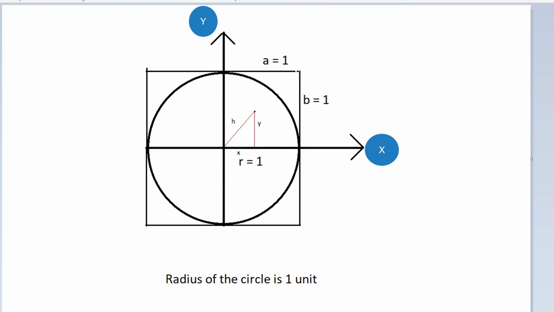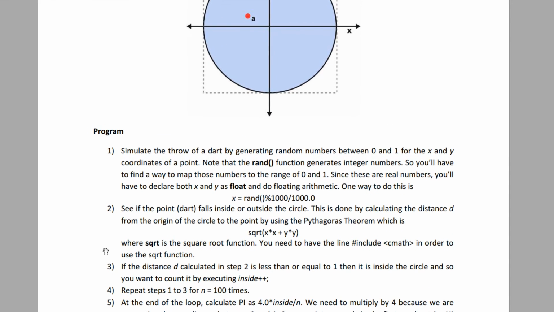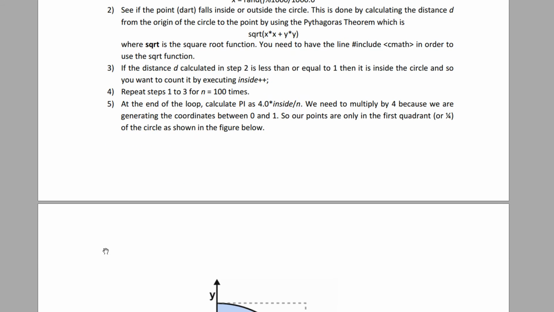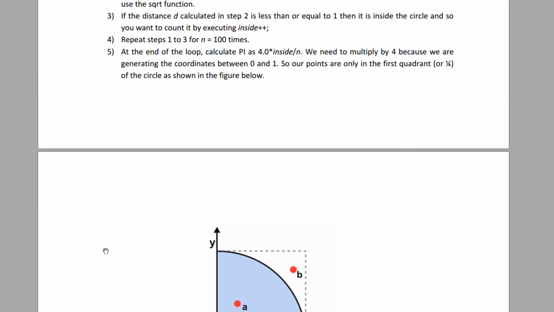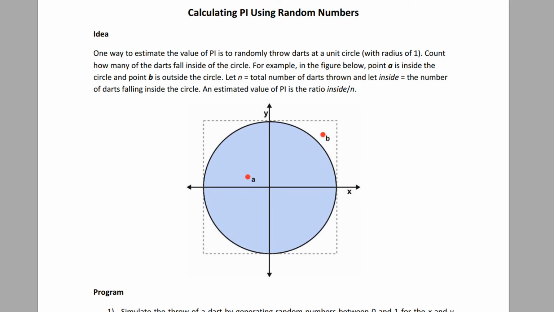So let's see the equation again. Here, not the equation, it's a fact actually. We will generate random numbers. Let's see the Python coding of it.